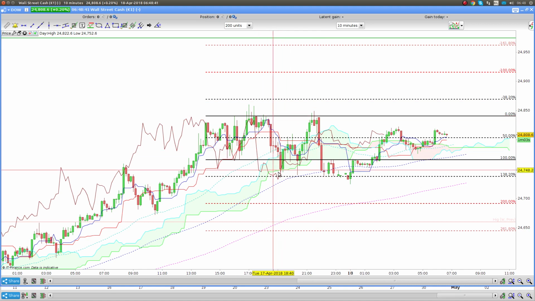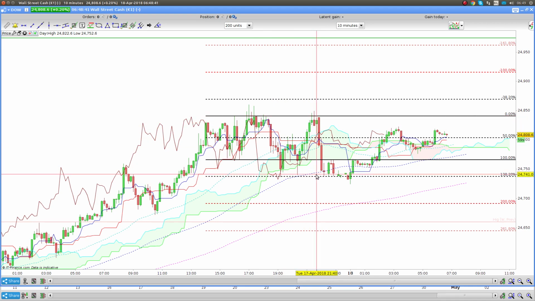Instead, what do we get? We got a breakthrough to the downside. Okay, and then we just form the bigger range, which is typical of this kind of scenario.